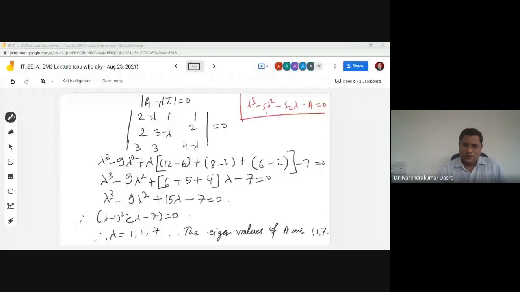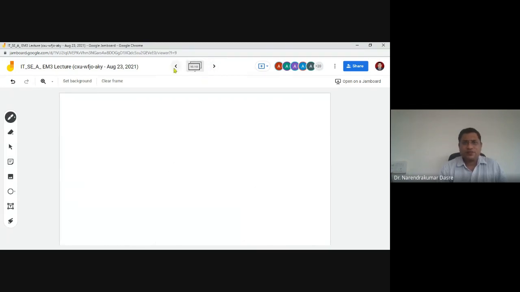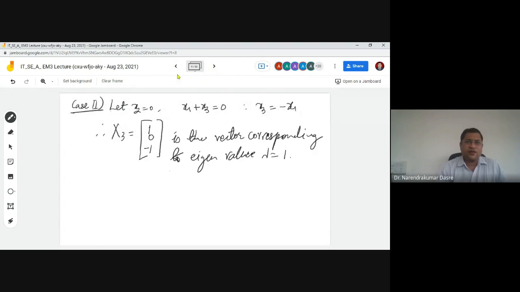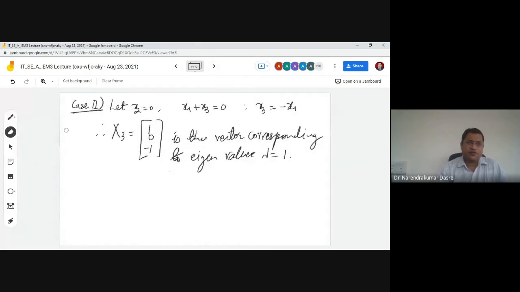If you don't have any doubt, then we can go for the next eigenvalue. Let us calculate the eigenvector for the next eigenvalue. So we got the eigenvectors for this eigenvalue. This was the first eigenvector, and this you can have as the second eigenvector.